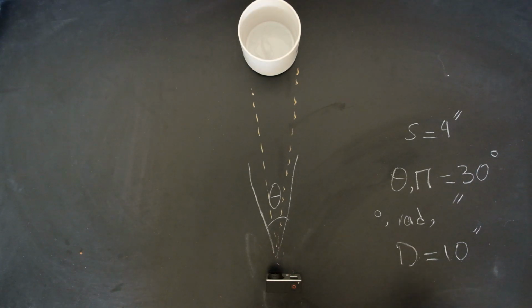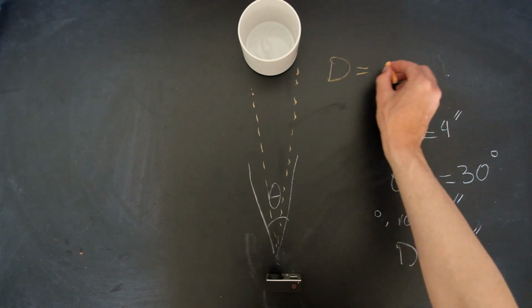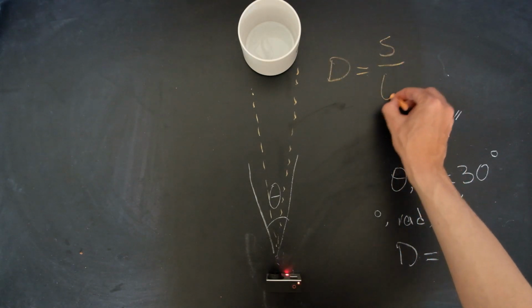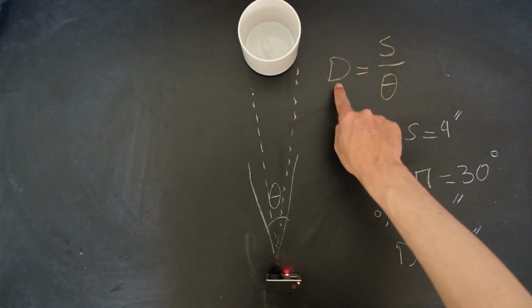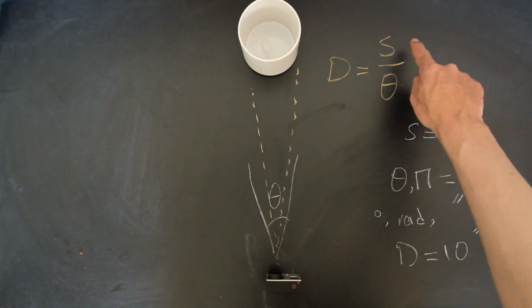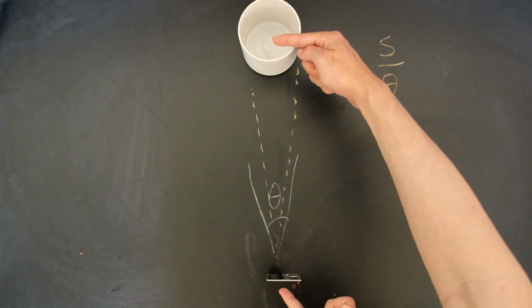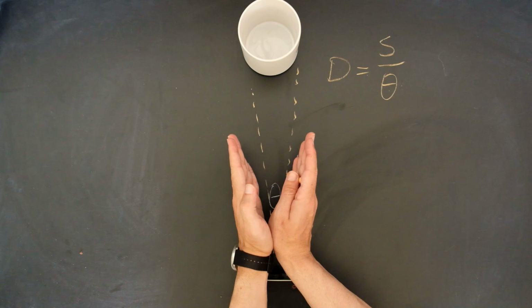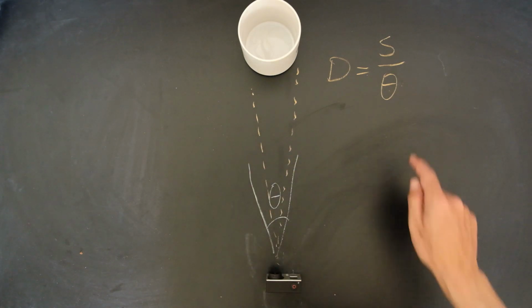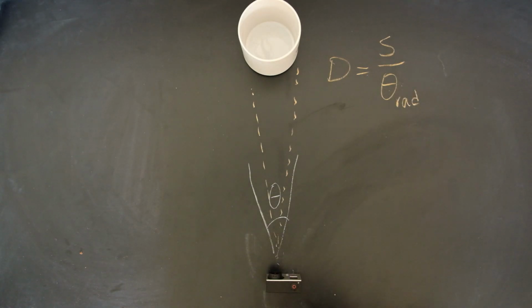But in summary, the formula is D equals S divided by theta. This is our general formula. So distance is equal to true size divided by angular size. But be careful, this angular size should be in radian.